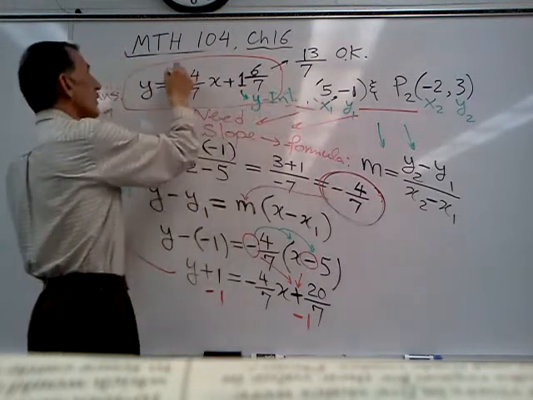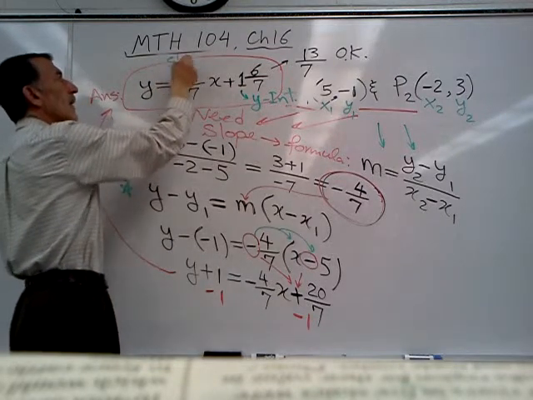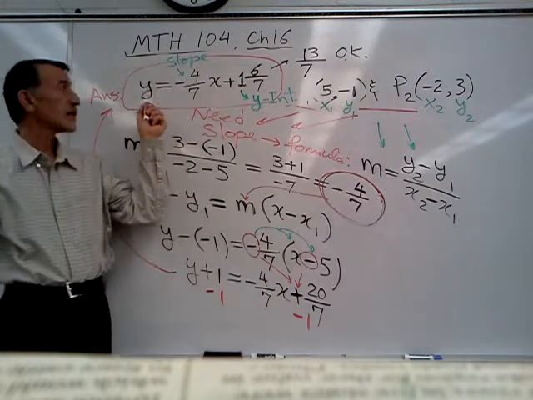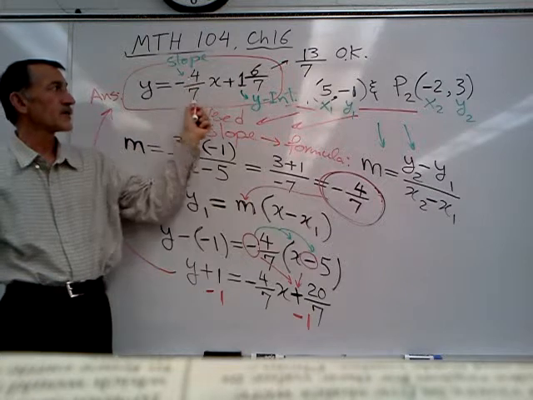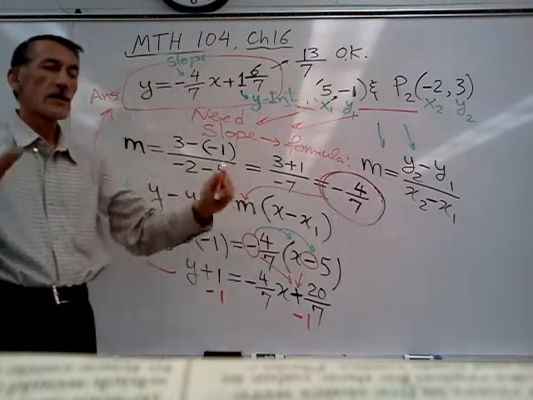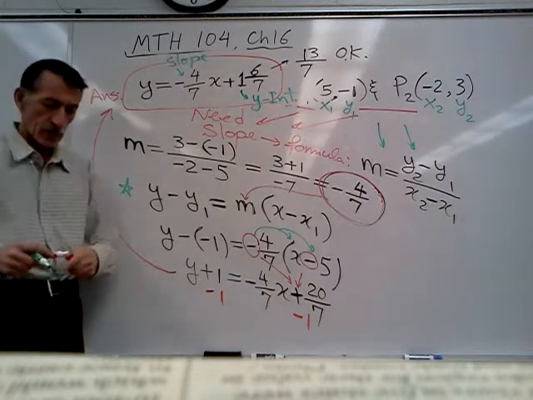And that is your slope. And this is the equation of the line. Equation of the line, y is equal to negative 4/7x plus 1 and 6/7. Done, finished, and you're good to go.